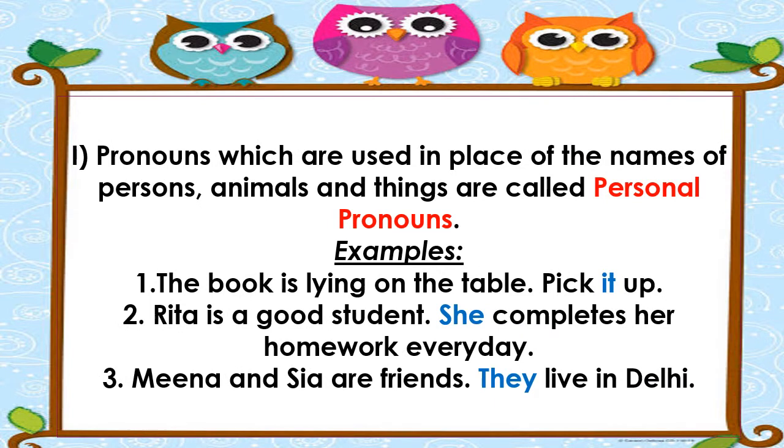Personal pronouns. Pronouns which are used in place of the names of persons or animals or things are called personal pronouns. Examples: The book is lying on the table. Pick it up. Rita is a good student. She completes her homework every day. Meena and Sia are friends. They live in Delhi. Here the words it, she and they are personal pronouns.